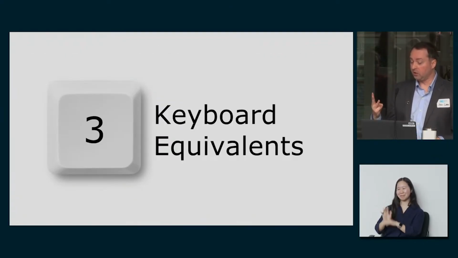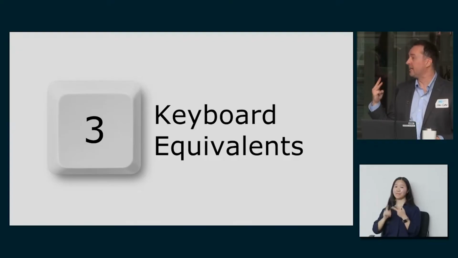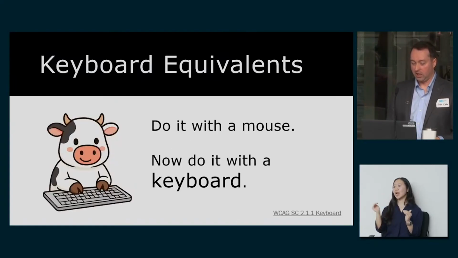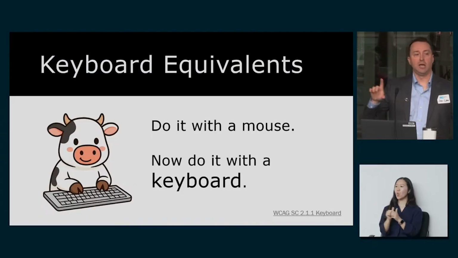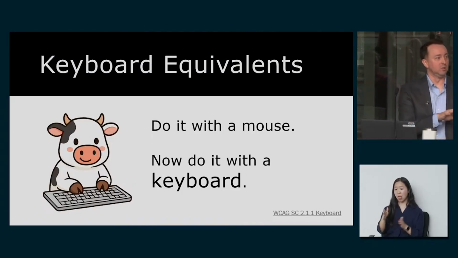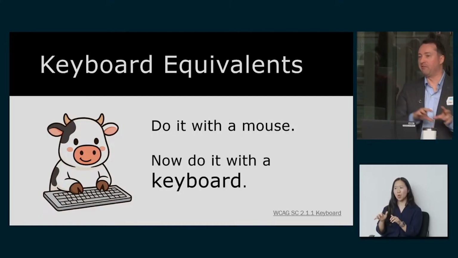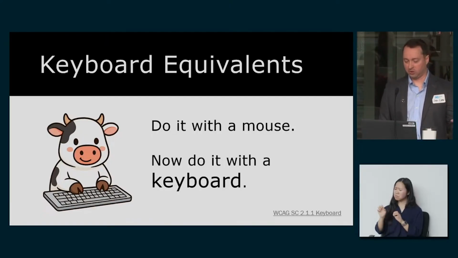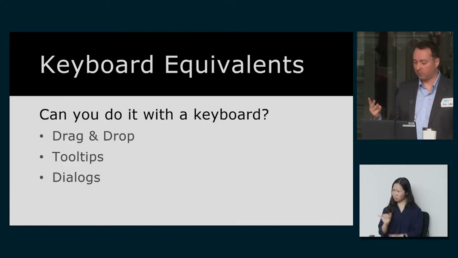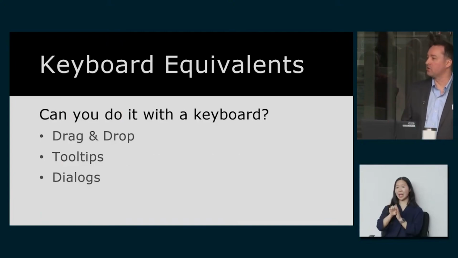Okay, the third thing you need to think about when you're testing with a keyboard is keyboard equivalence. Keyboard equivalence. And here's what I mean by that. Do it with a mouse, and now do it with a keyboard. Can you? Right? If there's a mouse way to do it, is there a keyboard way to do it also? And so here are three examples of common design patterns that often have this type of issue. Drag and drops, tooltips, and dialogues.